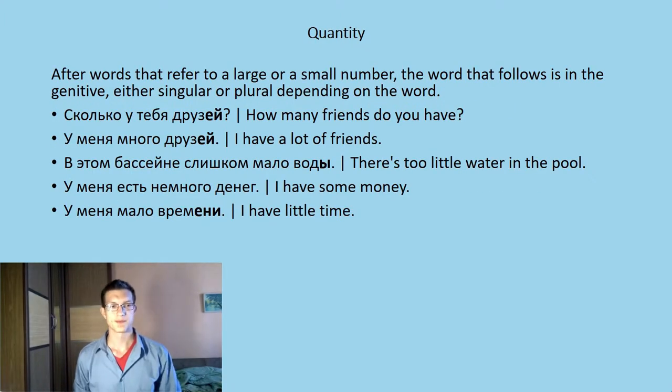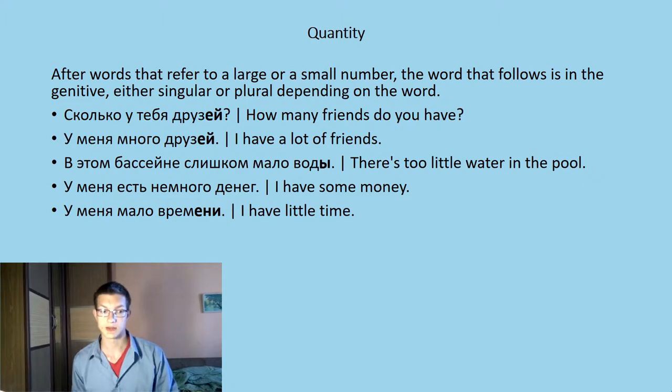So, quantity. After words that refer to a large or a small number or any number, the word that follows is in the genitive, either singular or plural, depending on the word. For example, сколько у тебя друзей? У меня много друзей. В этом бассейне слишком мало воды. У меня есть немного денег. У меня мало времени.